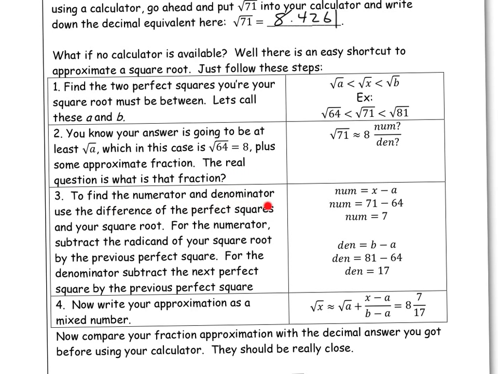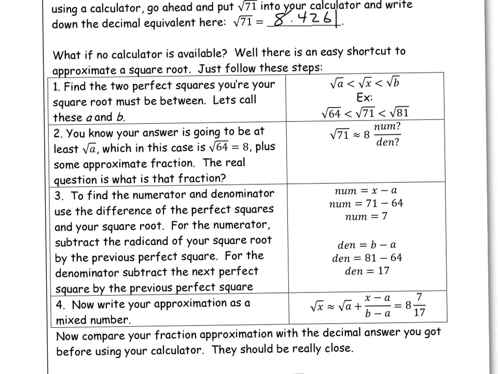Okay, to find the numerator and denominator, use the difference of the perfect squares and your square root. For the numerator, subtract the radicand of your square root. Radicand is just a fancy word meaning the number inside your square root, by the previous perfect square. What I mean by previous perfect square is this perfect square right before it.